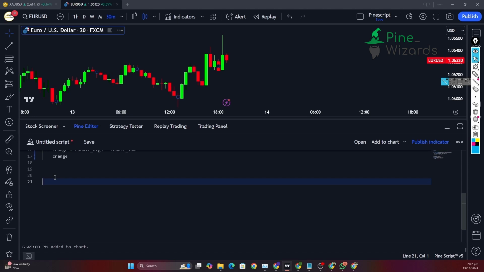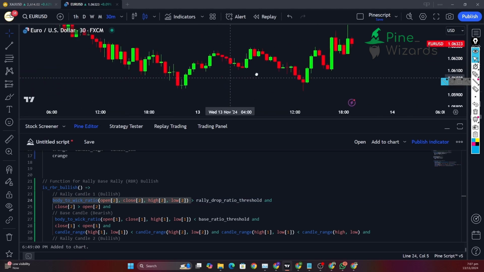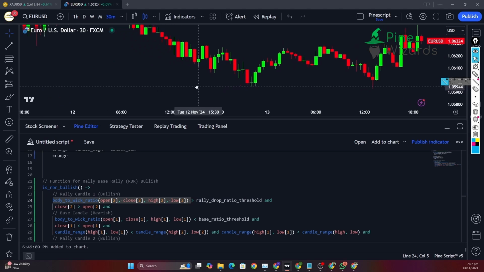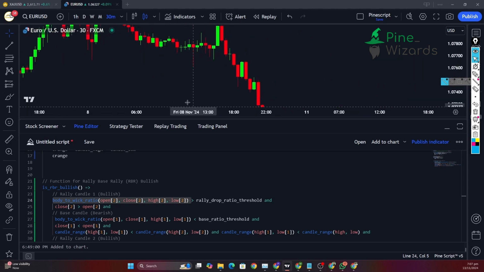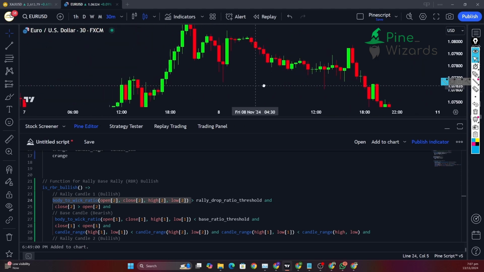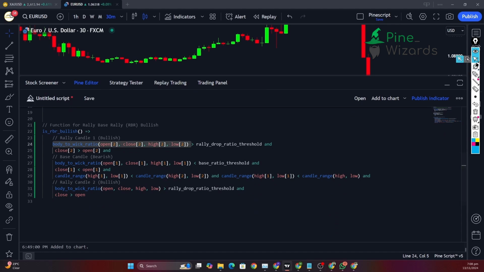So first of all, let's define the rally base rally bullish zone. We're going to call in the body to wick ratio function, and then what we're saying is the body to wick ratio of this second last candle. Let me find a rally base rally demand zone, so that you can understand it as we talk about it. Let me draw it using the pencil, and move it a little bit upward, and then here.